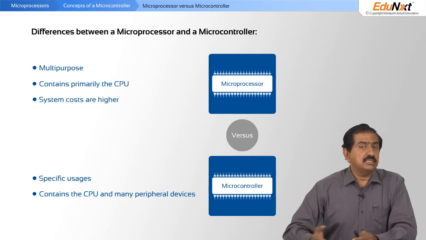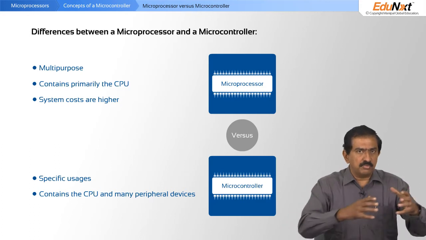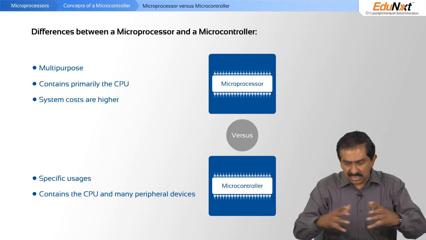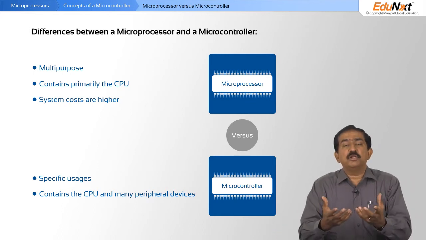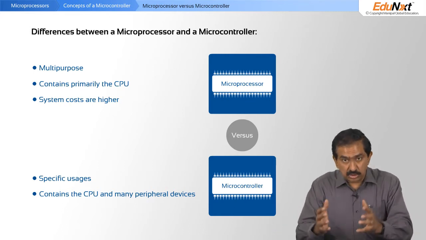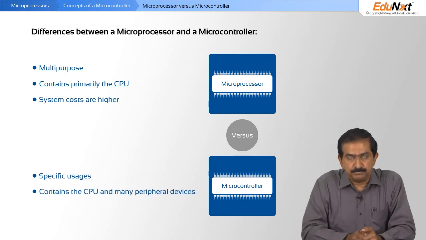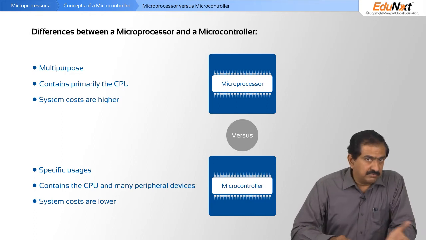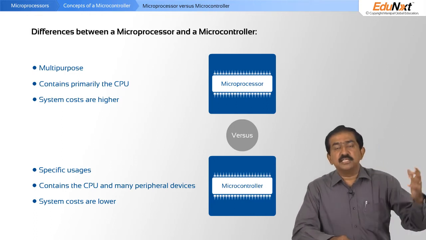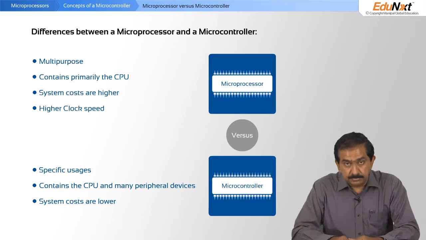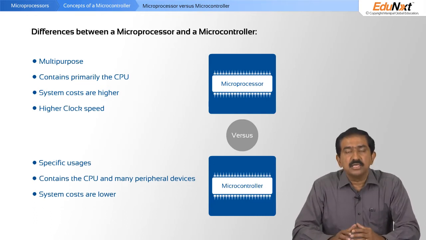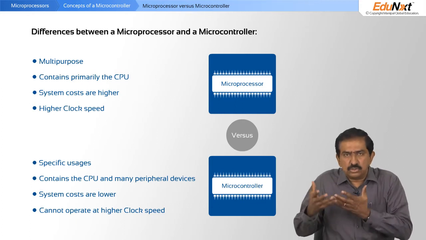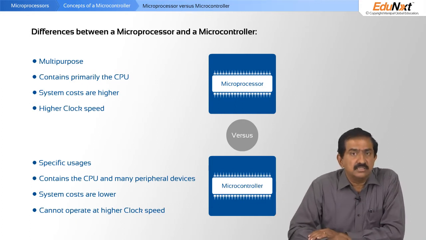System costs are higher in the case of a processor, because the microprocessor has to have all these other things on the same PCB or connected through some kinds of wires before it becomes useful. In a microcontroller, all of that is integrated into one IC, so system costs are lower. The advantage of a microprocessor, on the other hand, is that it has much higher clock speed. A microcontroller cannot operate at those clock speeds, primarily because it gets slowed down by the peripheral devices that it has.